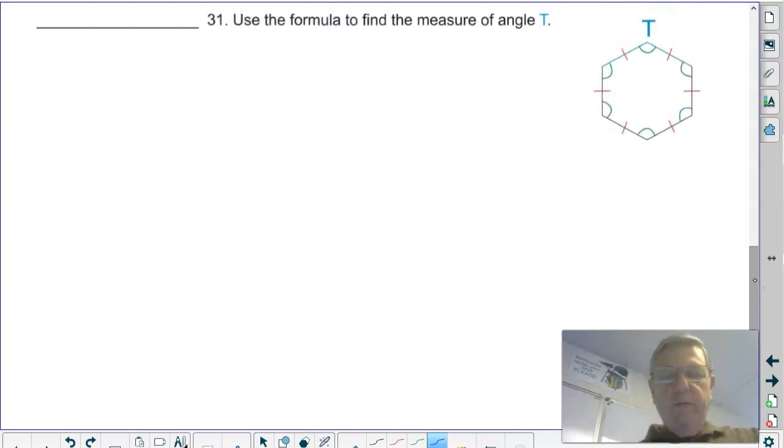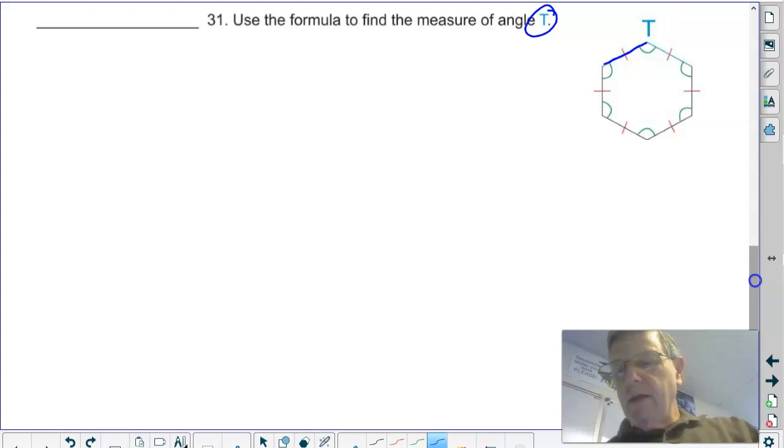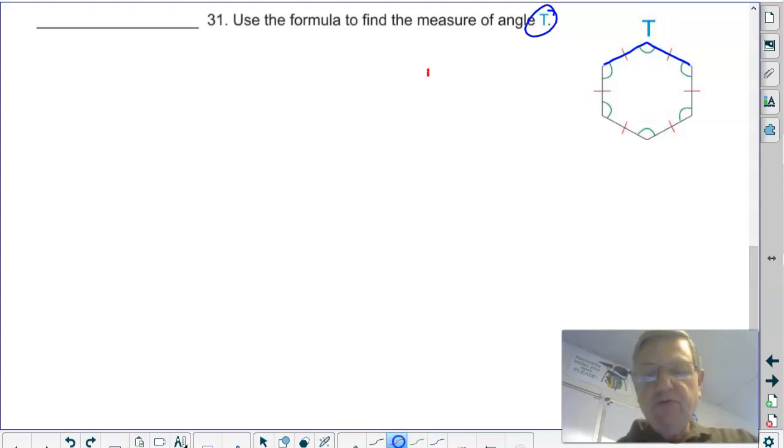All right, use the formula to find the measure of angle T. So I have it in blue here, and I'll make it a little bit clearer. There's angle T. Now right away I notice the shape is regular. How do I know that? Because all the angles are marked congruent and all the sides are marked congruent.